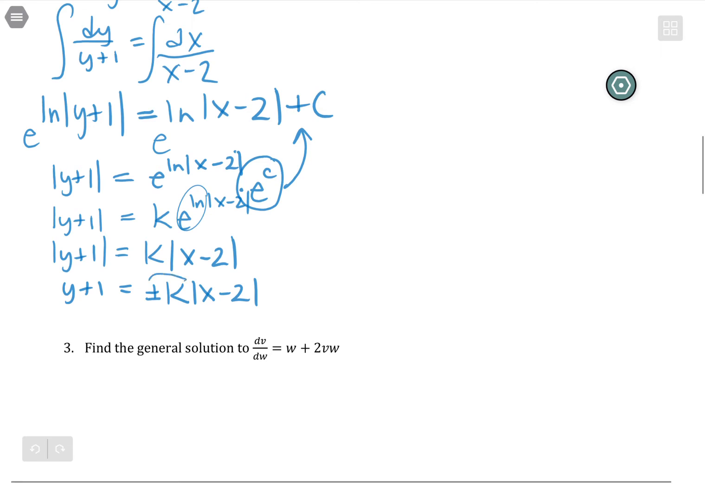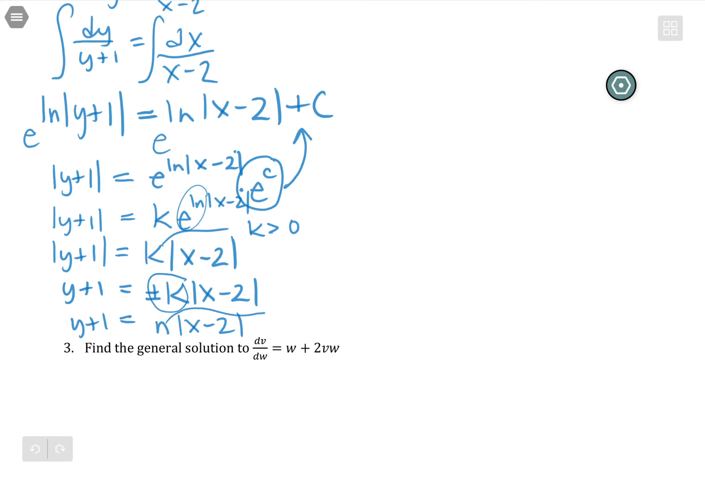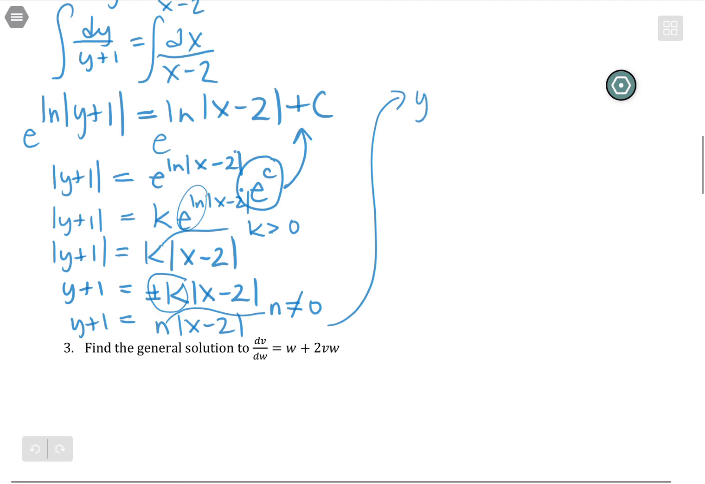And once again, I can absorb this and write that in a simpler way. I don't need to leave the plus or minus. I can just say that's now, I don't know, n. So y plus 1 is equal to n times absolute value of x minus 2. Oh, and I didn't write this down, but do notice k has to be positive. Now that we put a plus or minus on that, n can be positive or negative, but it can't be 0. So n is any real number except for 0. Okay, so last step, I'm going to subtract that 1. And that's my solution, again, where n can be anything but 0.